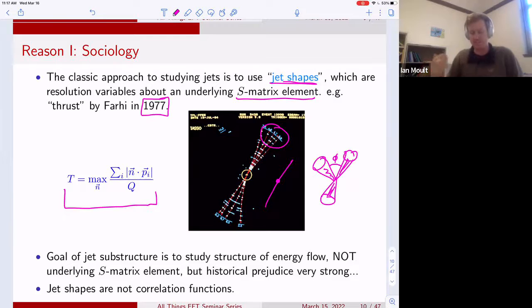But now that we have a very detailed understanding, the goal is no longer to study the underlying hard matrix element, but rather to study the actual distribution of energy within the jets. And so for this one actually wants to ask a very different type of question. But the kind of historical prejudice of framing it in this way was extremely strong.